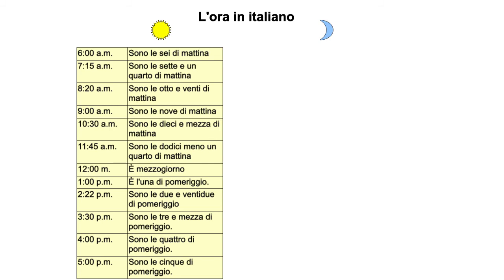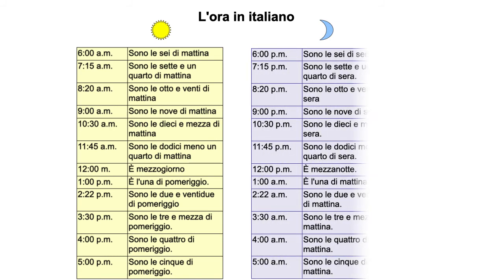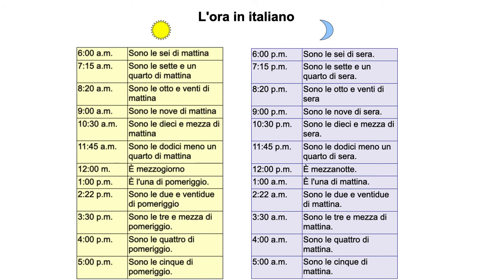Now let's go to the other section because it's starting to get late. So at 6 p.m. you switch to sera. Okay? 6 p.m. sono le 6 di sera. 6 in the evening. 7:15, but p.m. sono le 7:15 di sera. Or le 7:15. 8:20 sono le 8:20 di sera. Right?